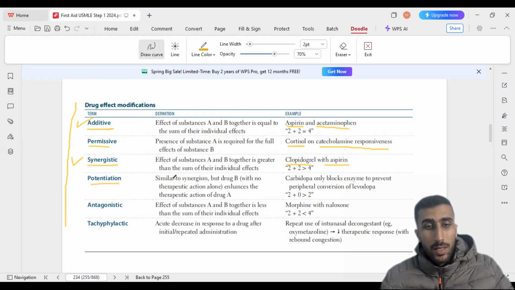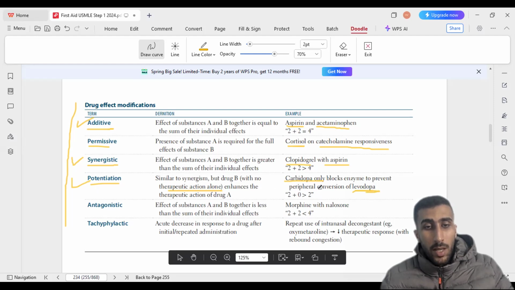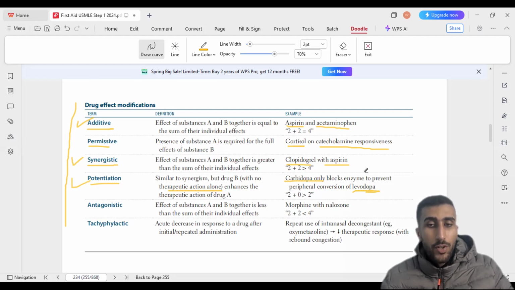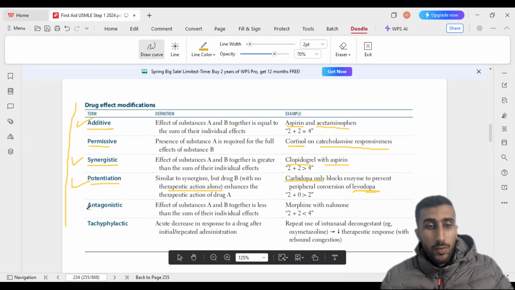Potentiation is similar to synergism, but drug B has no therapeutic action alone. For example, the famous example, carbidopa and levodopa, you give a combination of them. Carbidopa blocks the enzyme responsible for the peripheral conversion of levodopa. This leaves more levodopa to reach the brain and get the desired effect. So this is potentiation, not synergism. In synergism, both drugs are effective, but in potentiation, one drug has no therapeutic action, for example, carbidopa blocks the peripheral conversion of levodopa and leaves levodopa to reach the brain.